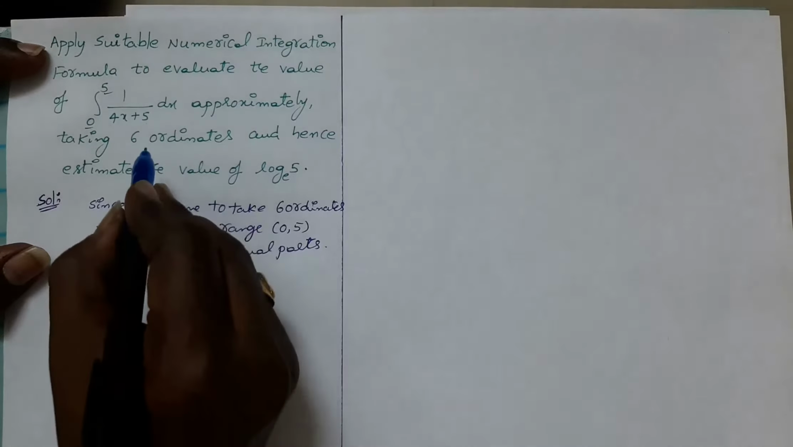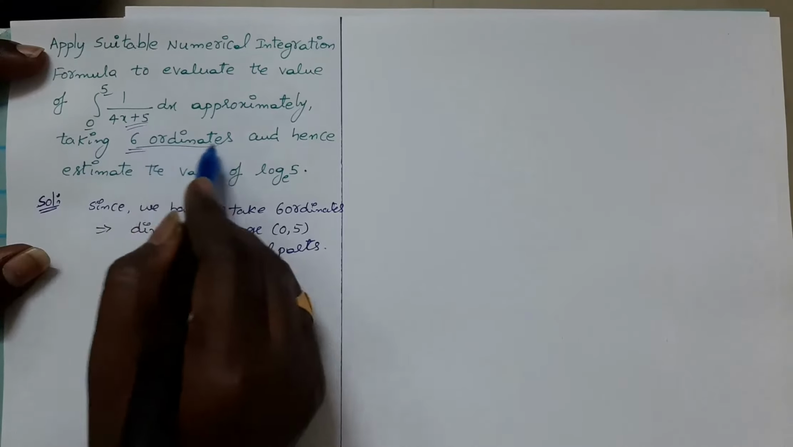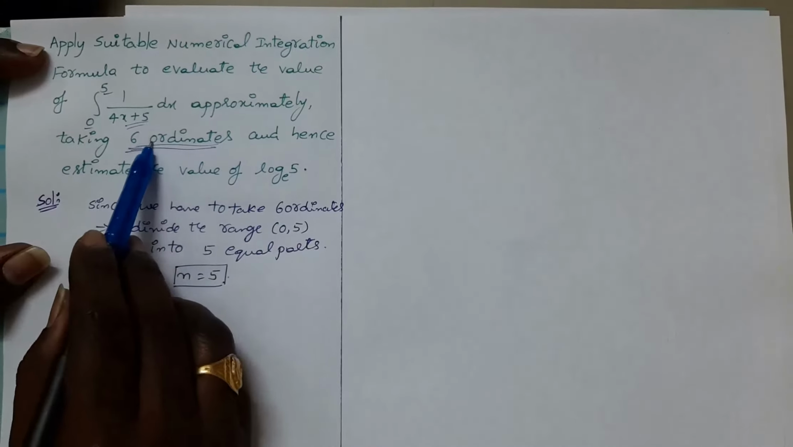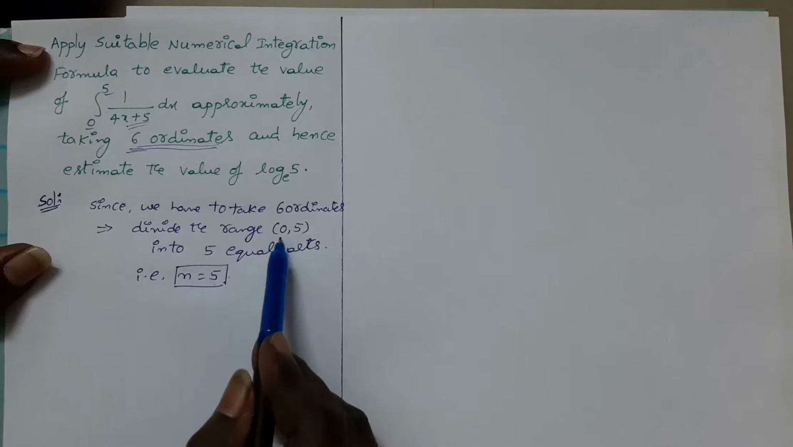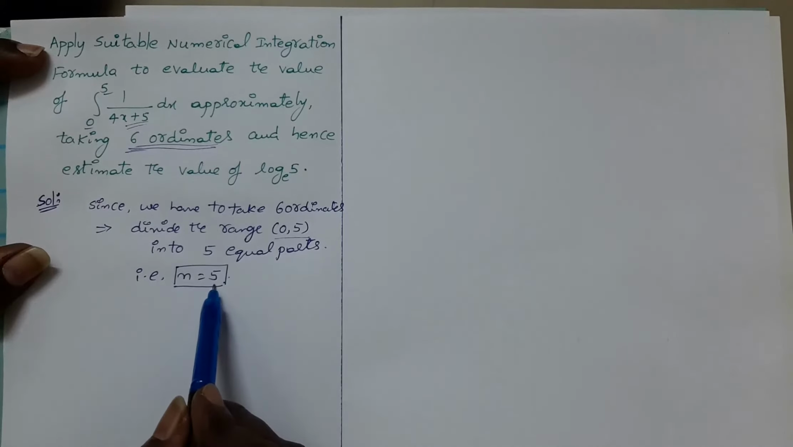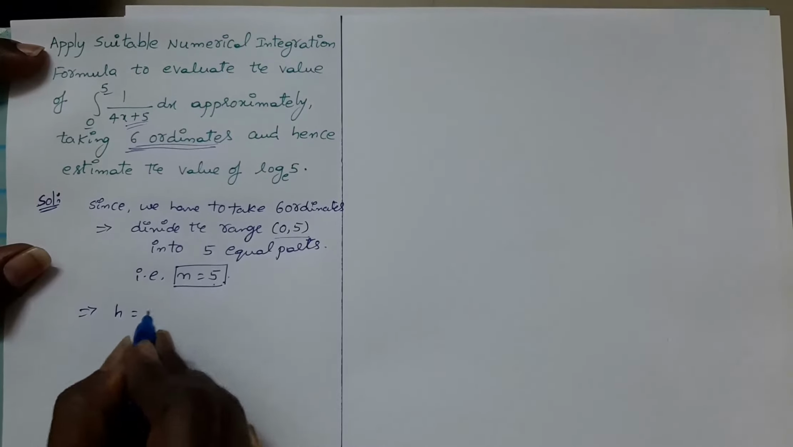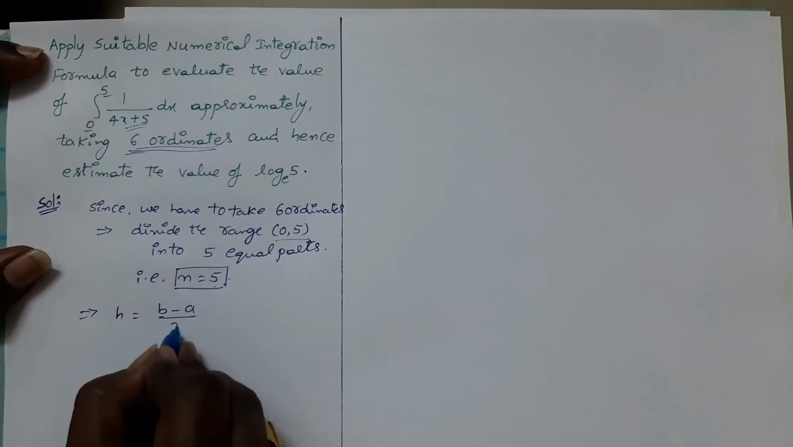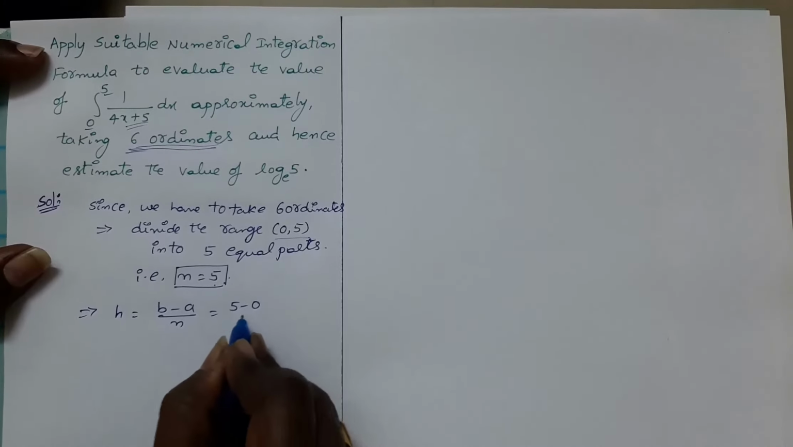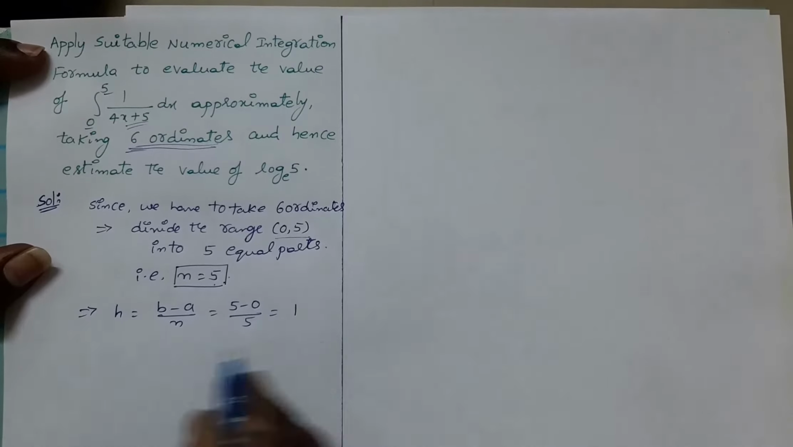Particularly, it is asking that we have to solve this problem by taking 6 ordinates. For 6 ordinates, you should take 5 equal parts for the range. 5 is not an even number and it is not a multiple of 3. That's why only the trapezoidal rule is the suitable numerical integration formula here. So h value is b minus a by n, which is 5 minus 0 by 5. 5 by 5 is 1.